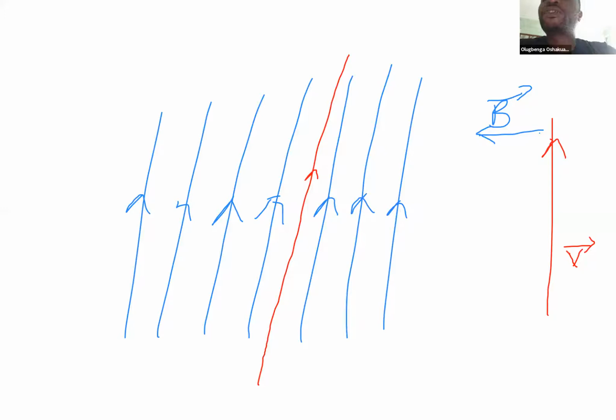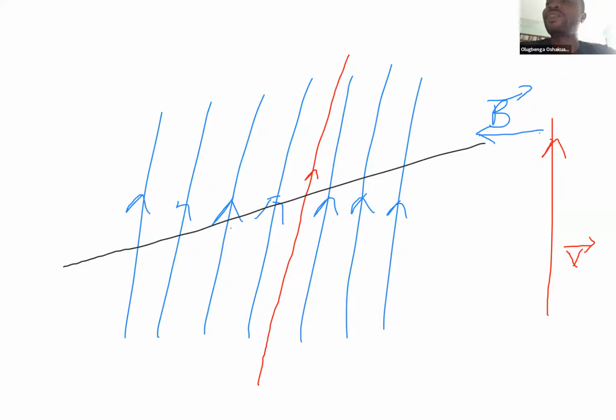This particular electron will not experience any magnetic force because, fine, it possesses a magnetic field and it's traveling in another magnetic field. But for the fact that it's traveling in the same direction as the magnetic field, it will not experience magnetic force. So for magnetic force to be experienced by a charged particle in motion, there should be a component of that motion that is perpendicular to the magnetic field.